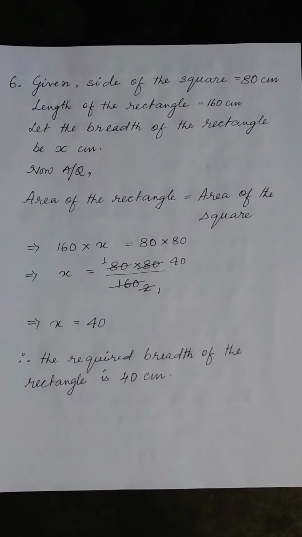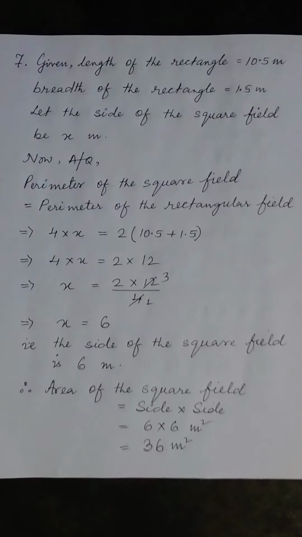Now let me come to the last question of the exercise. Okay? Let us start. Now come to question number 7. Two fields, one rectangular and the other a square. Again there are two kinds of field. Now they share the same perimeter. That means perimeter of the square field is equal to the perimeter of the rectangular field.